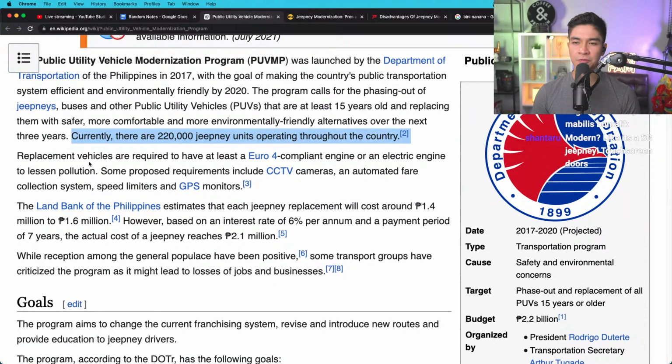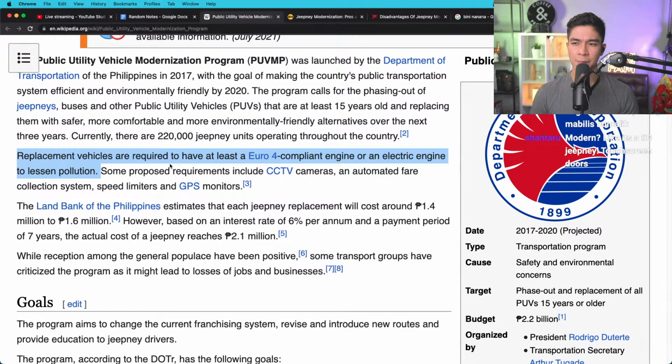So, replacement vehicles are required to have at least Euro 4. Ito yung sinasabi ko earlier na kailangan for modernized jeepneys. At least Euro 4 compliant engine or an electric engine to lessen pollution. This is problematic on its own, which we will learn more about later. Kasi ang sinasabi dito, major contributors sa air pollution ang jeepneys. Yes, that's true, pero may kulang sa statement na yun.